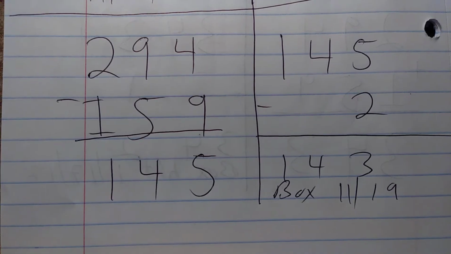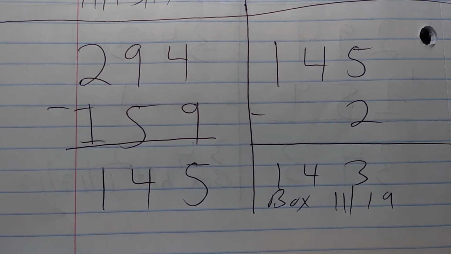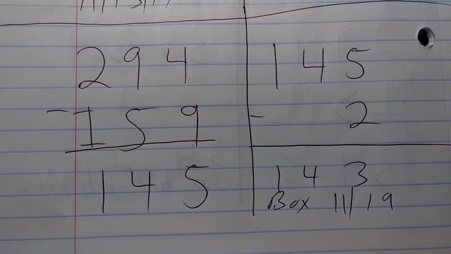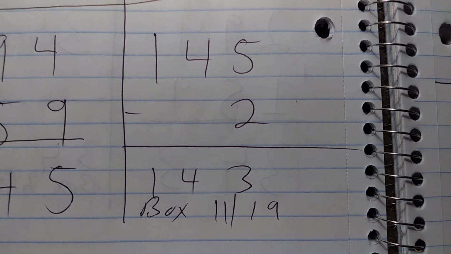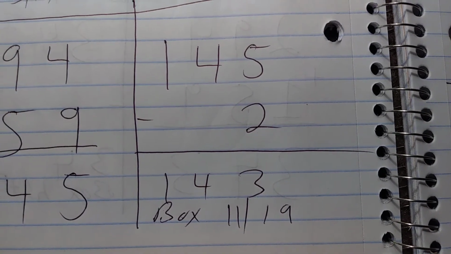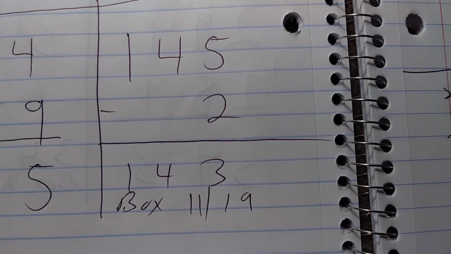And then 294 minus 159, so 14 minus 9 is 5, 9 minus 5 is 4, and then 2 minus 1 is 1, so 145. Subtract off 2 from that 5 there, and that's 143. That was a box hit on November 19th.